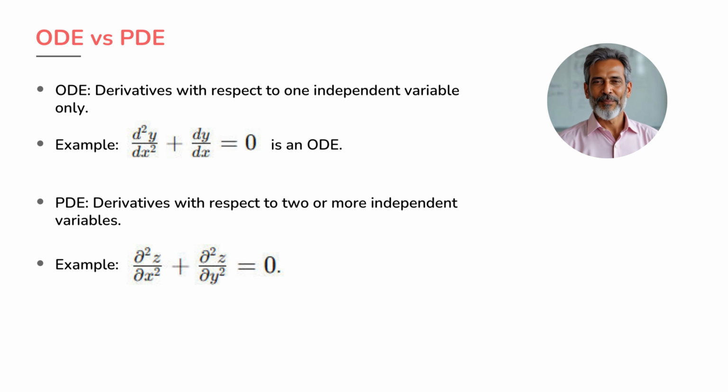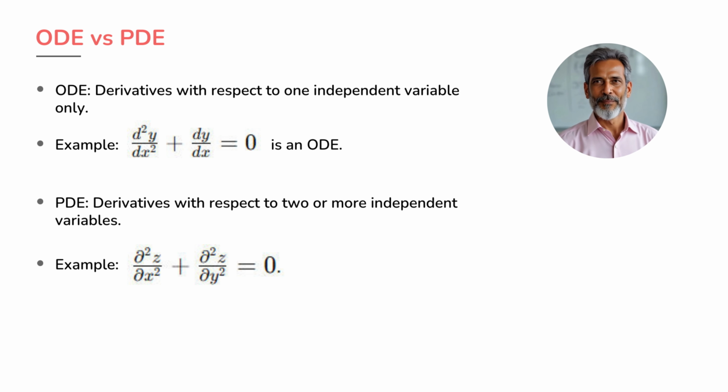Differential equations come in two big families. Family 1, ordinary differential equations or ODEs. They involve derivatives with respect to just one independent variable. For example, d squared y by dx squared plus dy by dx equals 0. Only x is the independent variable, so it is ordinary.